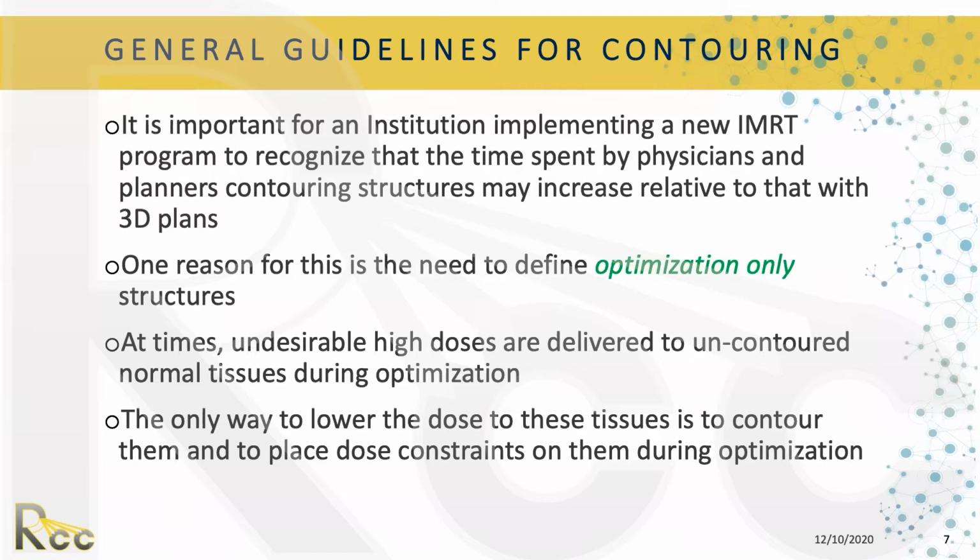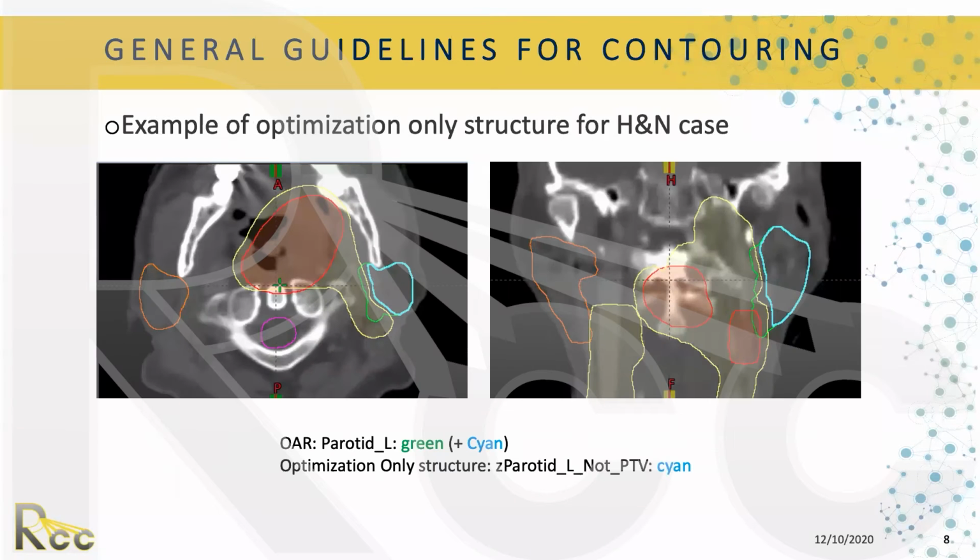And sometimes there are high doses that you don't want to encounter normal tissues during the optimization. So the only way to lower the dose to this structure is to contour them and to place those constraints during your optimization process. And here's just an example.